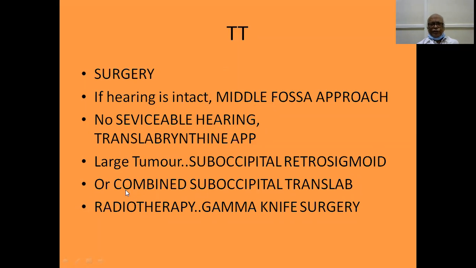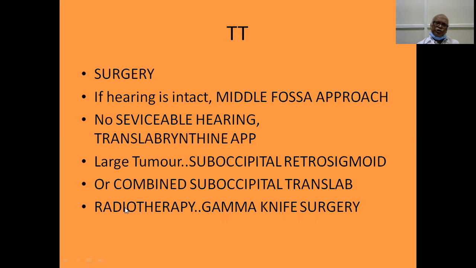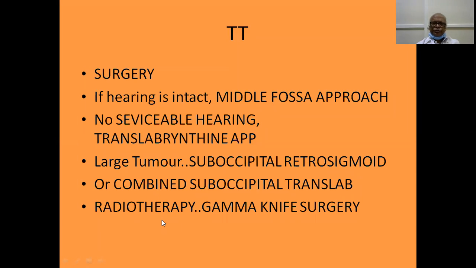Or if the tumor is very large, you can do a combined approach, combined suboccipital approach and translabyrinthine approach. If the patient doesn't want surgery or is not fit for surgery, or if for some reason you want to postpone surgery, you can subject the individual to radiotherapy. By radiotherapy, we don't mean ordinary cobalt radiotherapy. It is of no use at all. It is the gamma knife surgery. By means of gamma knife irradiation, you can control the tumor. It will arrest the spread of the tumor.